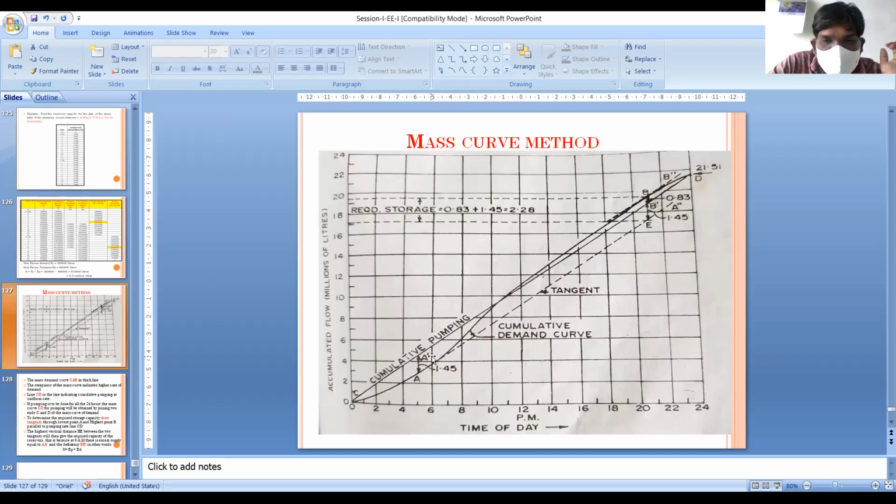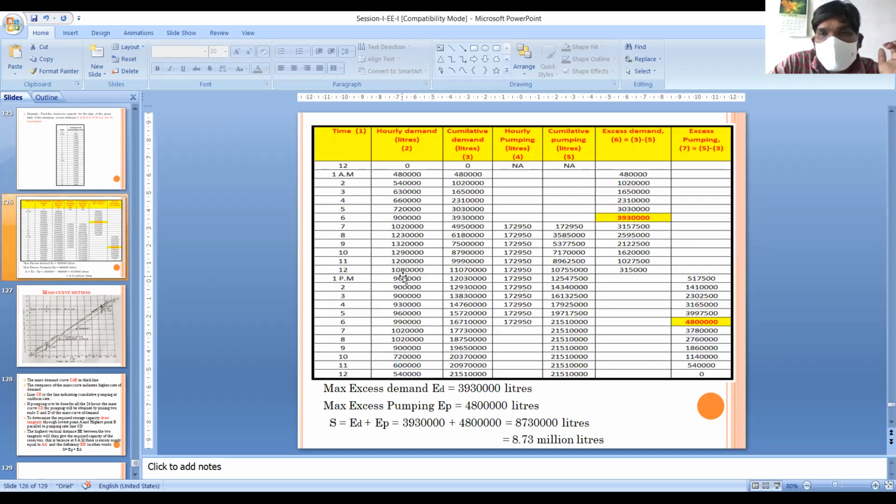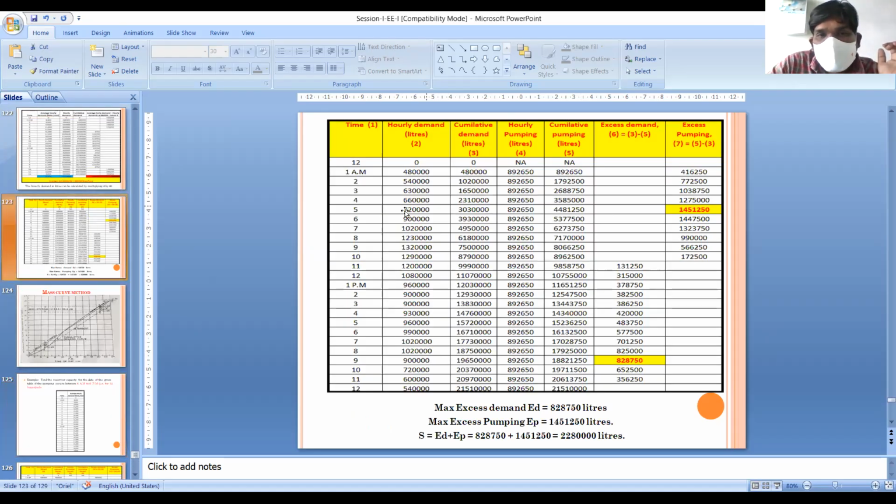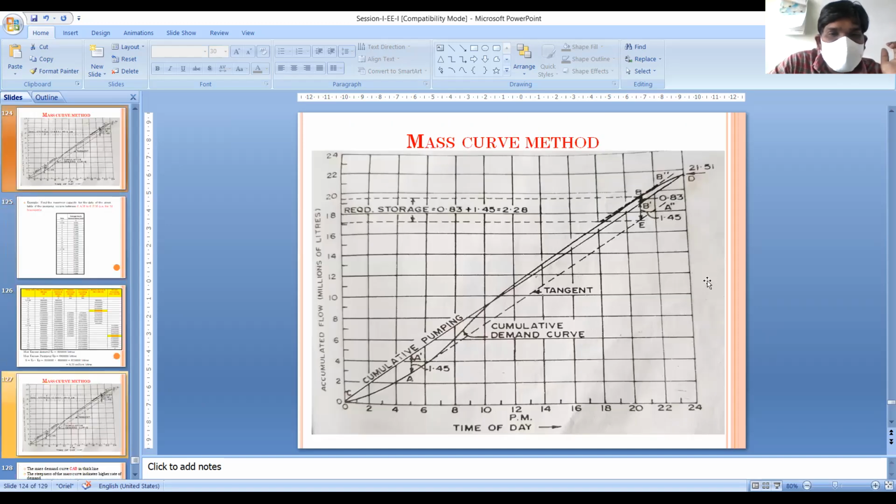At 5 o'clock, I mentioned, not 6 o'clock here. At 5 o'clock, see here, that is the excessive pumping. That's what I mentioned here about this graph. Simply we are adding at 9 o'clock and at 5 o'clock, 1.45. This is about the mass curve method. Understand? Hope you understood.